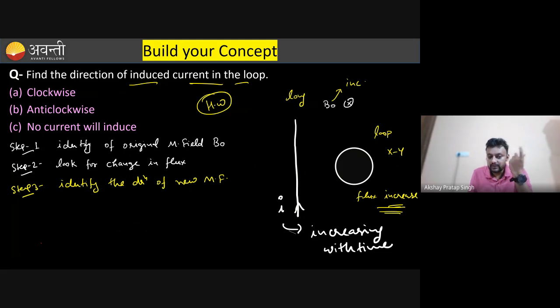So what should be its direction? Its direction should be such that it opposes the change in flux. The original field is inward, and the flux is increasing. So the new or induced field should be opposite to that, which means outward. Now, what should be your step 4? Use the right hand thumb rule.